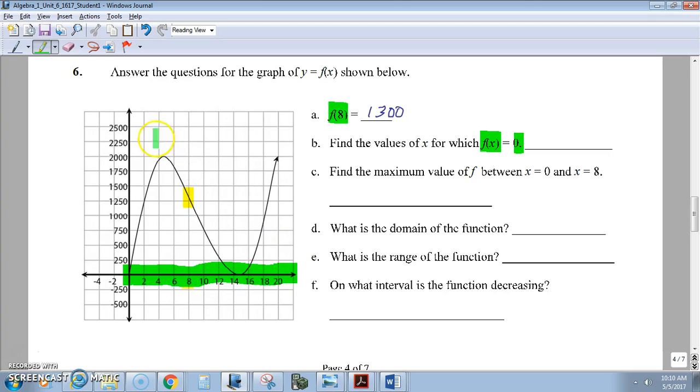So it hits twice. It hits at 0, right here. And over here at about 14 and a half. Okay?